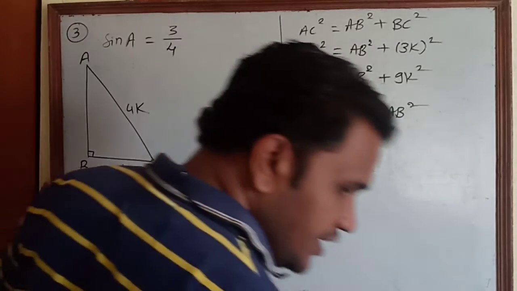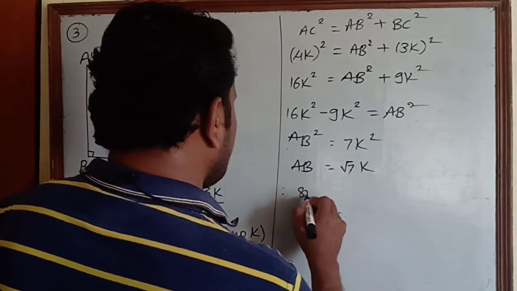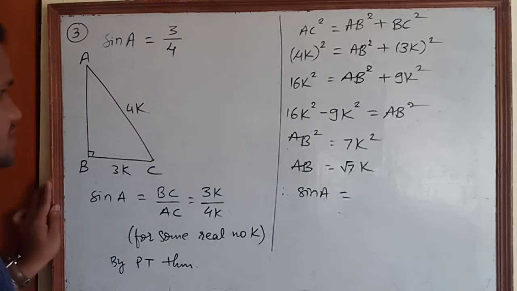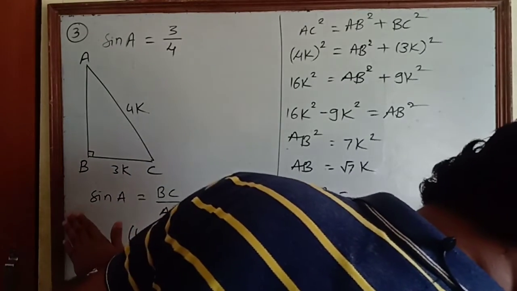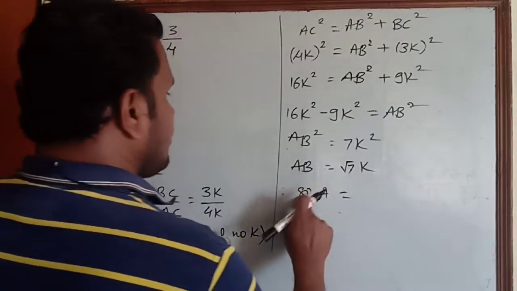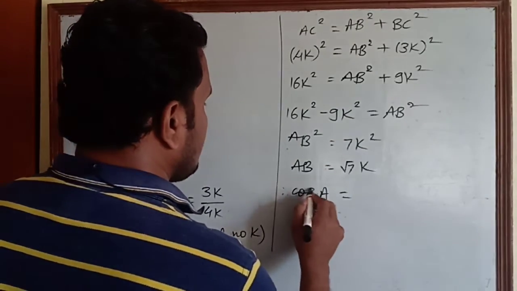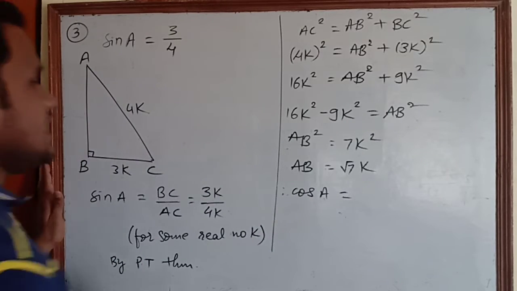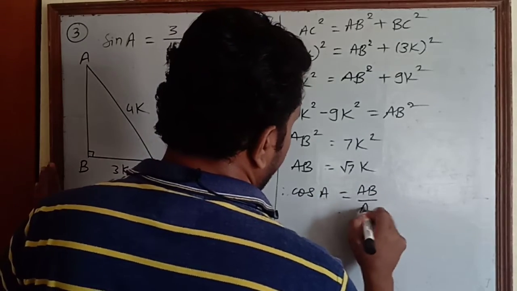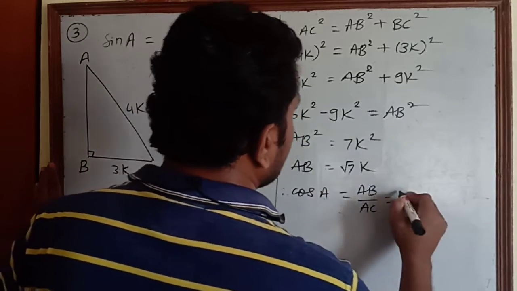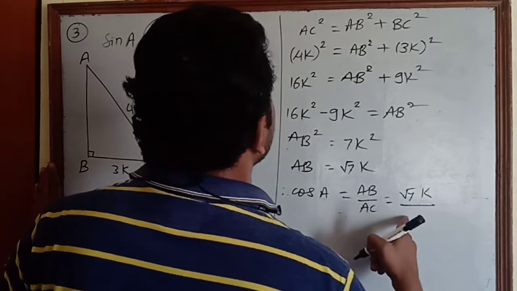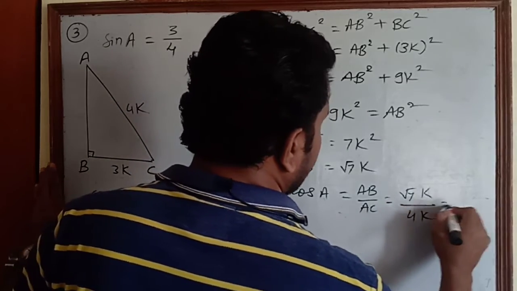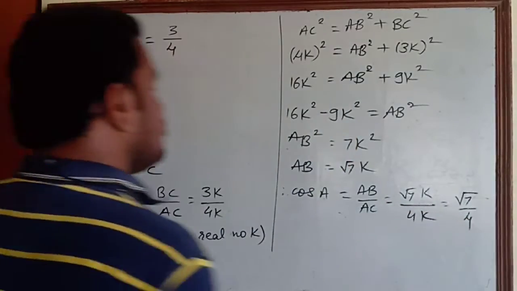Therefore, what we have to find? We have to find cos A. Cos A is adjacent AB upon hypotenuse AC. So, AB by AC. Your AB is root 7K. Your AC is 4K. K gets cancelled. Root 7 by 4.